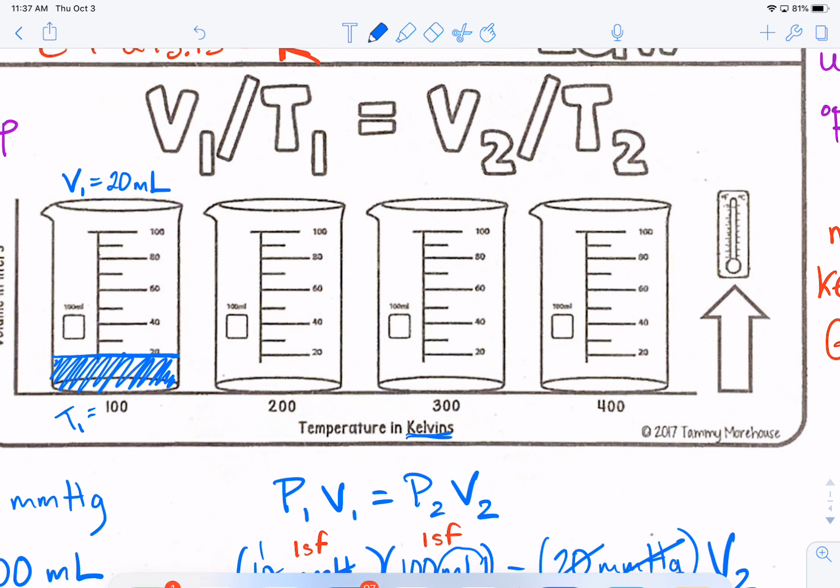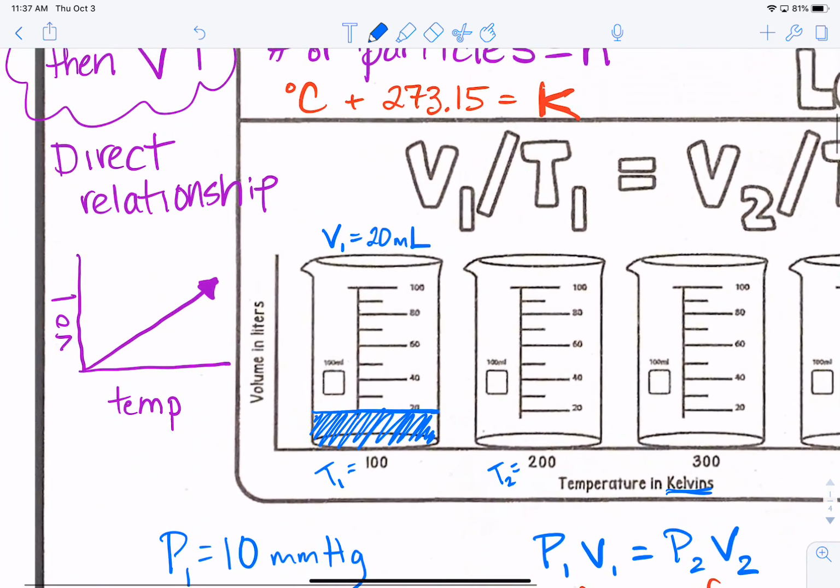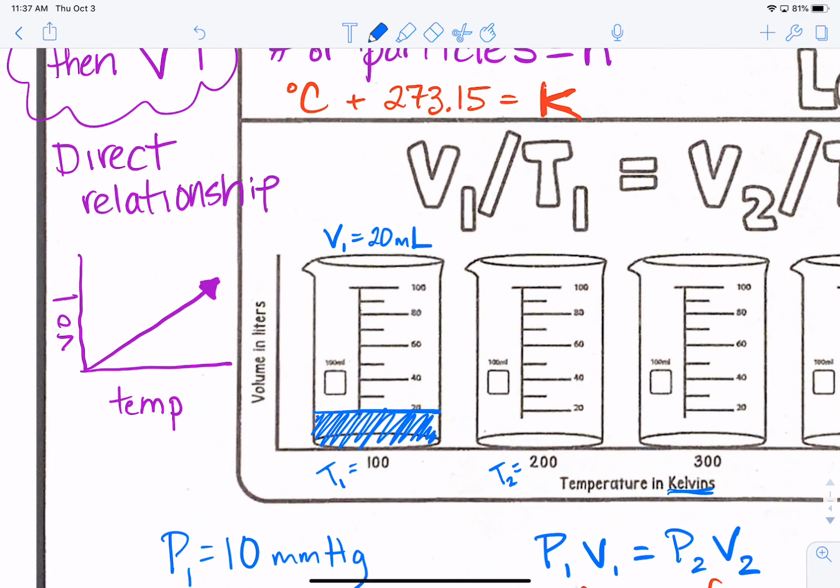Look at, we doubled the temperature. Temp 2. What do you think is going to happen to the volume? I want to remind you of our little graph over here. It's a direct relationship. What are you thinking? It'll increase, yeah. In fact, if we double the temp, we will just simply double the volume. So 20 times 2 is 40. So our new volume is 40.